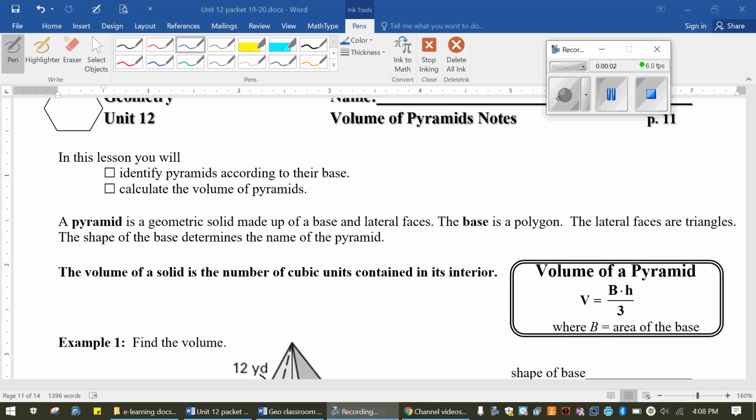Hi guys, time to learn about the last solid of our unit, which are pyramids. Okay, so a pyramid is a solid that's made up of a single base. That base is a polygon.